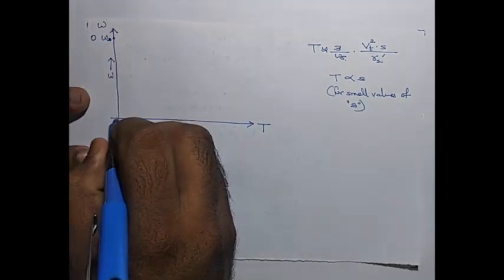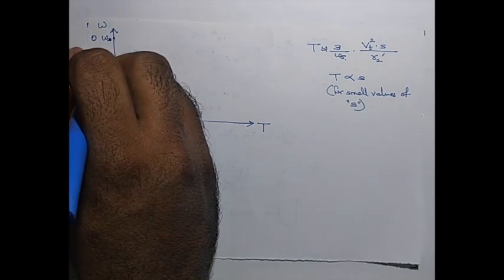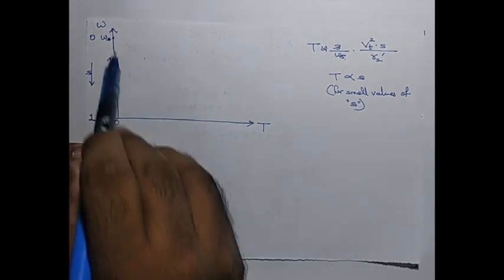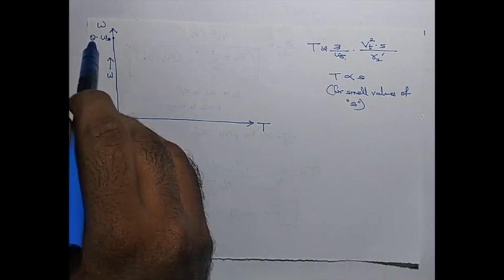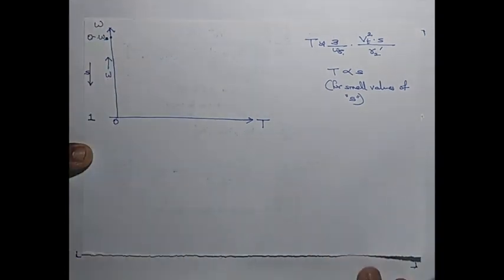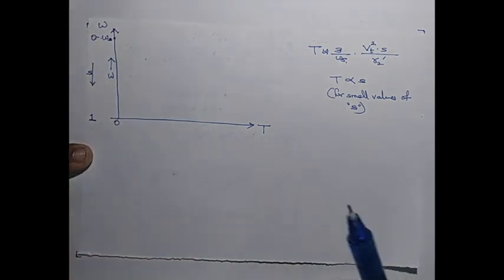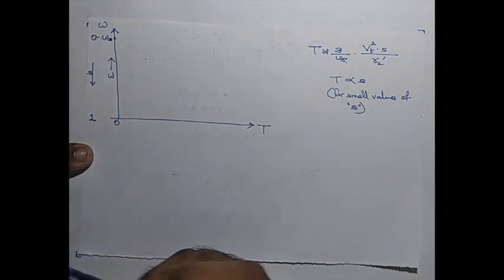And when the speed is 0, your slip will be 1. And this is the variation in slip. Speed is from 0 to omega s, and slip is from 0 to 1 in the opposite direction. That's why I said either speed or slip, that doesn't make a big difference, because once we know slip, we can find out speed or vice versa.